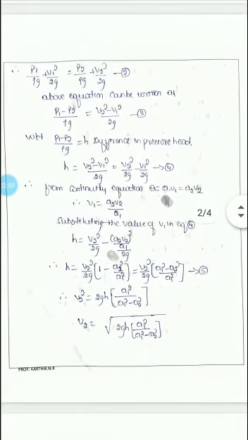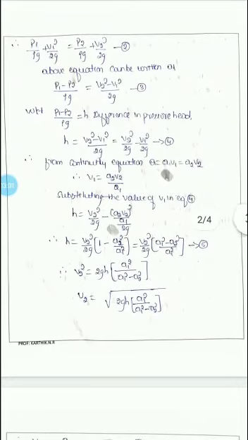Therefore, the equation becomes P1 by rho g plus V1 square by 2g is equal to P2 by rho g plus V2 square by 2g. We can call it equation 2 for our reference. Writing the similar terms on one side, P1 minus P2 divided by rho g is equal to V2 square minus V1 square by 2g. We can call it 3. But P1 minus P2 by rho g is nothing but the difference in pressure head, that is H. So H is equal to V2 square minus V1 square divided by 2g. We can call it equation 4.